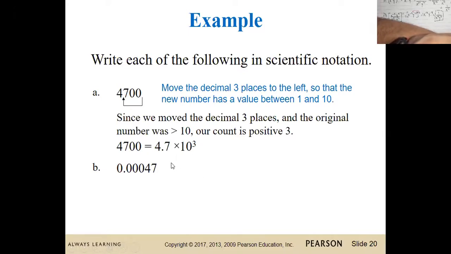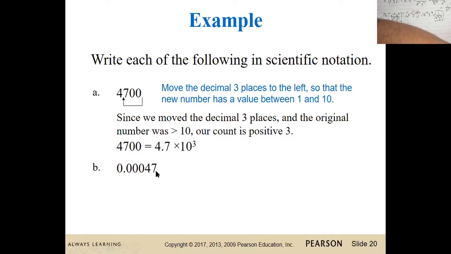And you also should be able to go from 4.7 times 10 to the third back to the original number. You start with 4.7 and it's telling you to move it 3 places, and you would make it bigger since the exponent is positive. If it was a negative exponent, it'd be the other way.